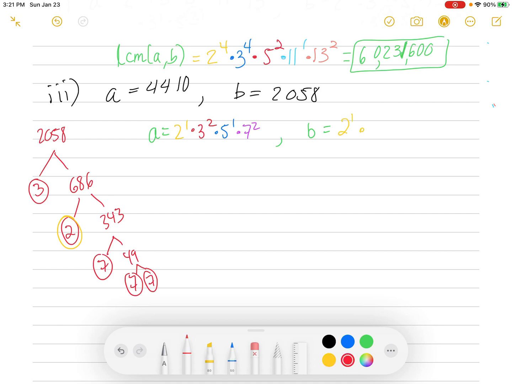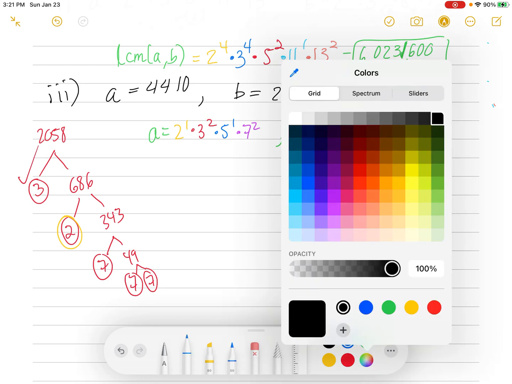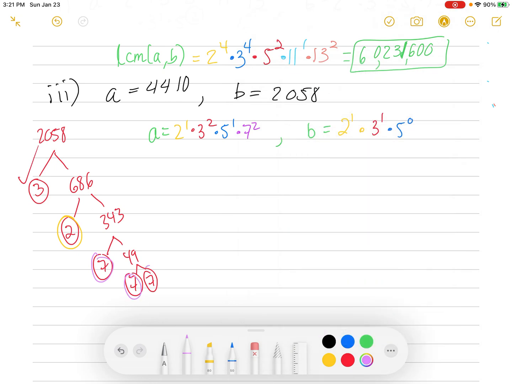So we're talking about 2 to the 1 times 3 to the 1 times, no 5s in here, so we'll say 5 to the 0. Well, then you got 3 7s. So we'll say 1, 2, 3 7s, that's 7 cubed.